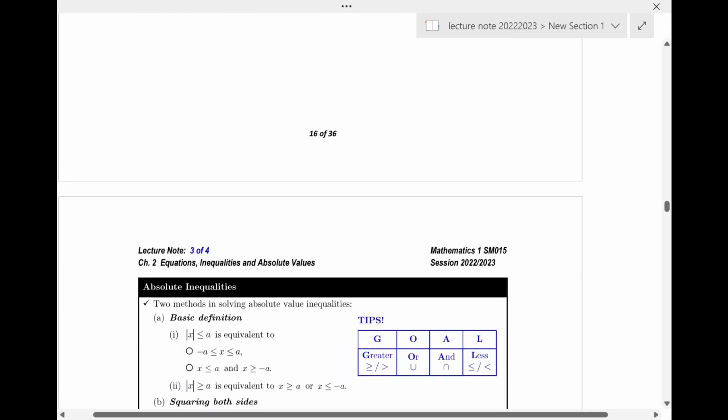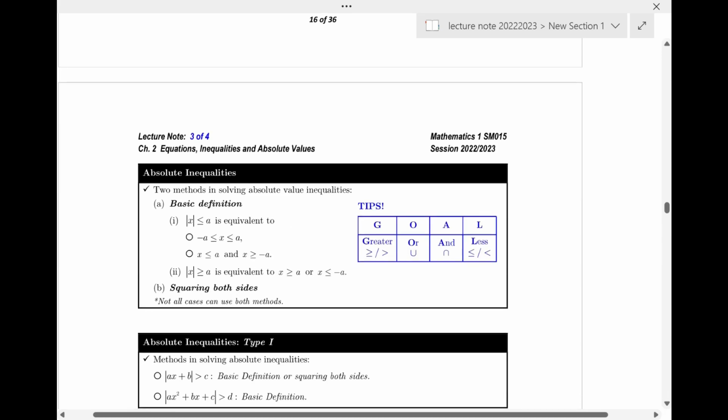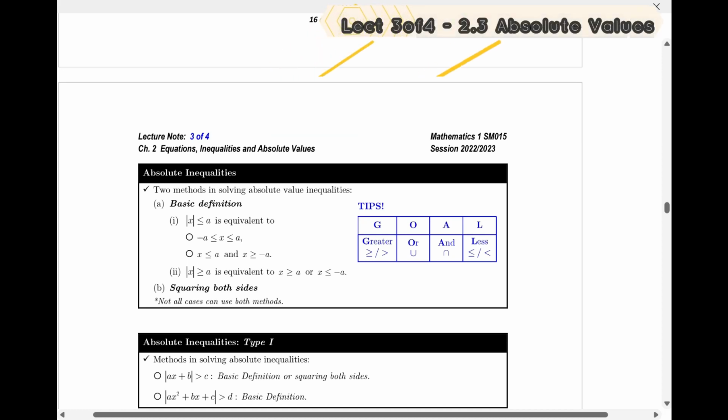Now let us go to absolute inequalities, which is a bit more difficult than equations. We have two methods again, by using the basic definition and also squaring both sides. But not all absolute inequalities can use both methods. There are some where we cannot use squaring both sides, so we have to use the basic definition, and vice versa.